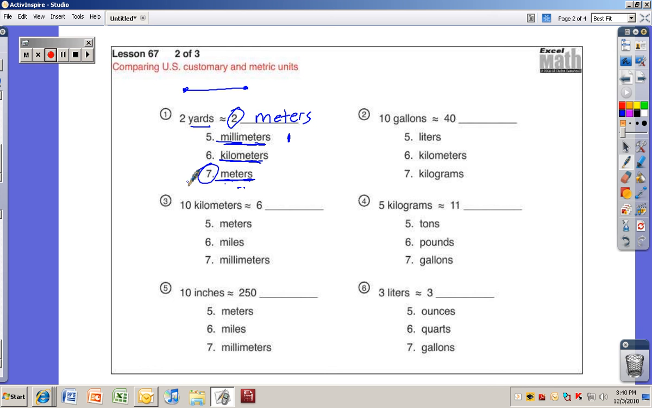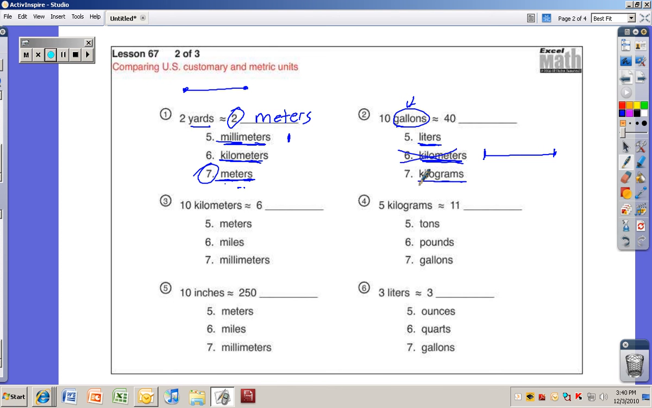Okay, let's take a look at number 2. 10 gallons equals approximately 40 something. Okay, liters, is that liquid? Yes, it is. Kilometers. Well, again, this is measuring a liquid, and kilometers is measuring a distance from one point to another. So this has nothing to do with the problem. You don't even have to look at that one.